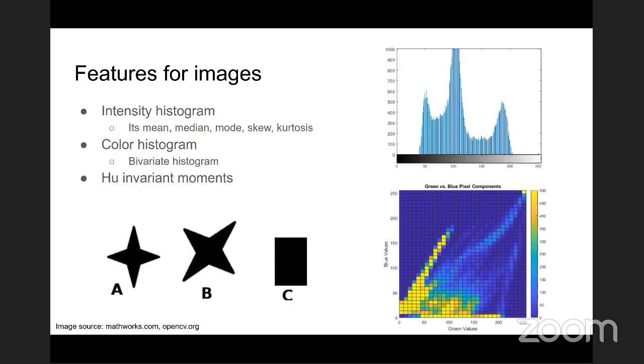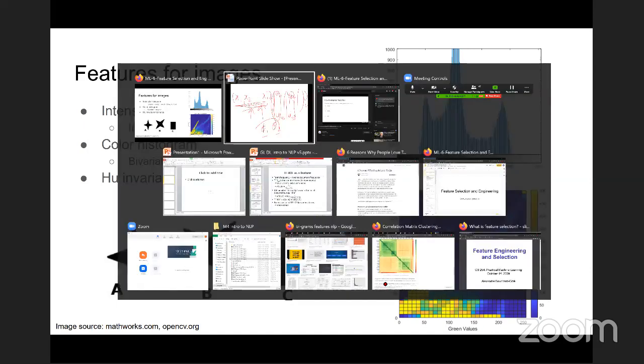So let's start with images. Okay, so here are some examples. This is not comprehensive. It's only a set of examples of features that you can get from an image. So what is an image? Image is your W cross H two-dimensional array, right?